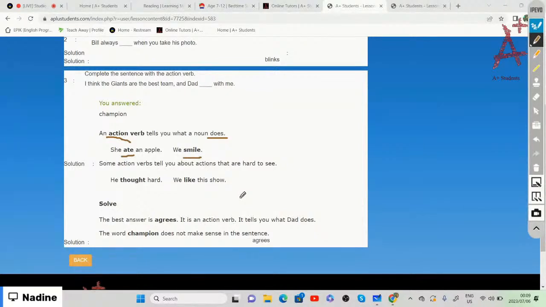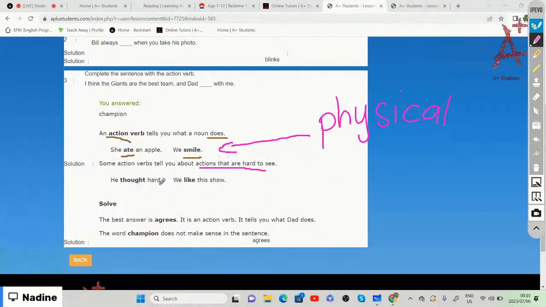Another one is we smile. What did we do? We smile. So smile is our action verb, right? Also, some action verbs tell you about actions that are hard to see, right? And this is the mental part that we were talking about. Remember these ones, it is more physical, right? These are the physical nouns that we were talking about. And then it says that some action verbs tell us about actions that are hard to see.